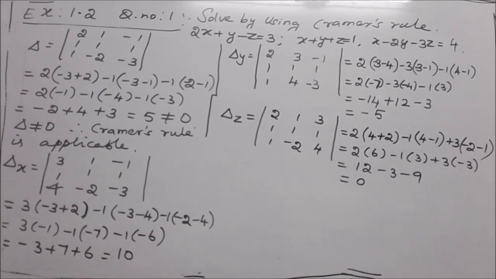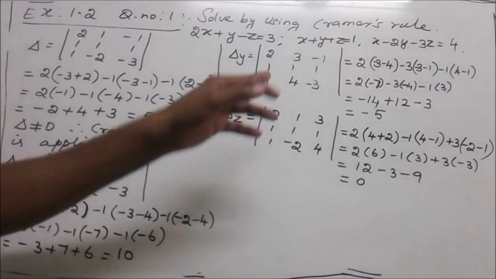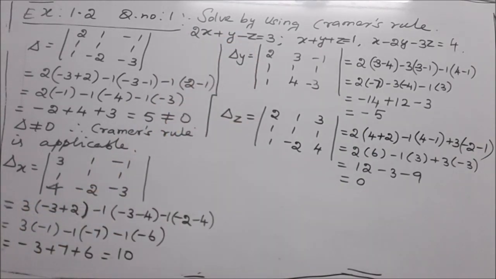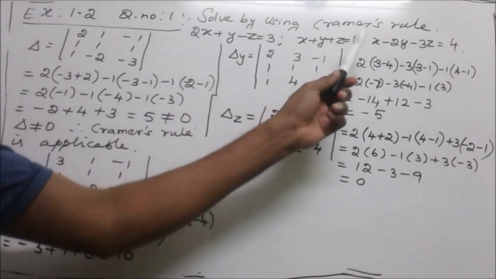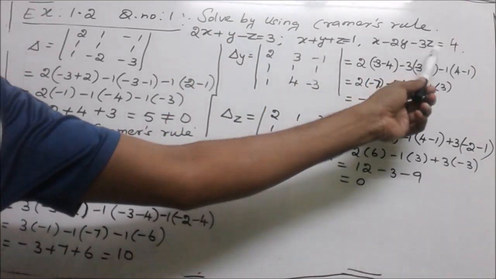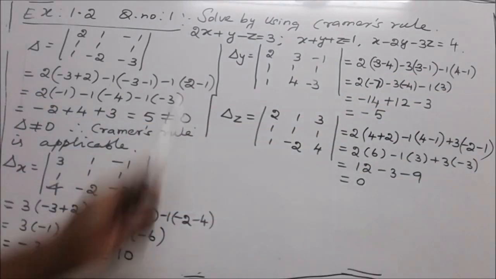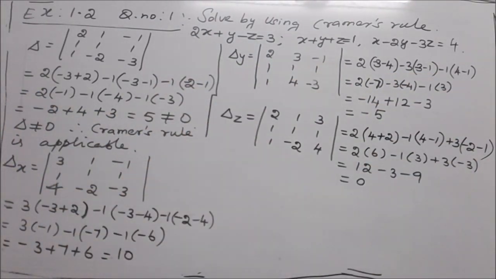Next question in Cramer's rule. Solve by using Cramer's rule. 2x plus y minus z equal to 3, x plus y plus z equal to 1, x minus 2y minus 3z equal to 4 is given. A system of three equations with three unknowns is given.